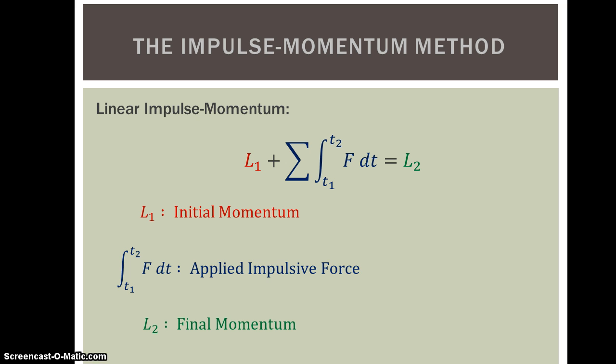So we're going to be using an impulse momentum method. As seen in the video, there's an impulse that will be going on in this problem. So we have the term L1, which is the initial momentum. We have the integral of a force with respect to time, which is basically an applied impulsive force that we will be studying. And finally, the final momentum.